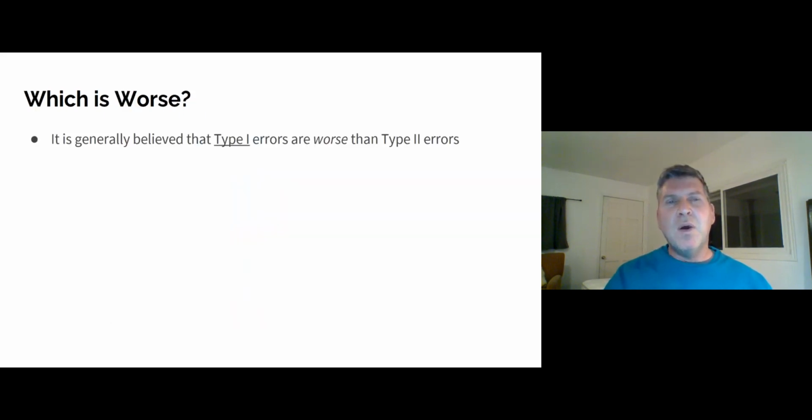Which is worse? Well, it's generally believed that type 1 errors are worse than type 2 errors. But let's consider a cancer study. They have a cancer screening, and this is an initial screening. So if somebody goes through the process and it finds that they have cancer, the test will say, come back for a second test, a more comprehensive one. So in this case, let's just assume that the test comes back and it says that the person has this particular type of cancer when they actually don't. So that would be a type 1 error.